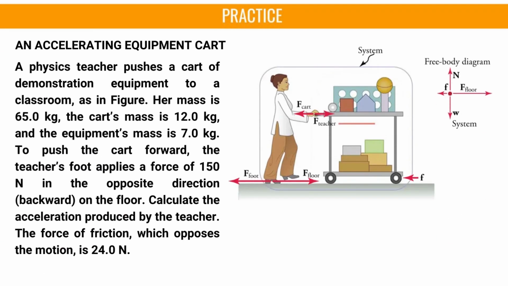An accelerating equipment cart. A physics teacher pushes a cart of demonstration equipment to a classroom, as in the figure. Her mass is 65 kilograms. The cart's mass is 12 kilograms, and the equipment's mass is 7 kilograms. To push the cart forward, the teacher's foot applies a force of 150 N in the opposite direction, backward, on the floor. Calculate the acceleration produced by the teacher. The force of friction, which opposes the motion, is 24.0 N.